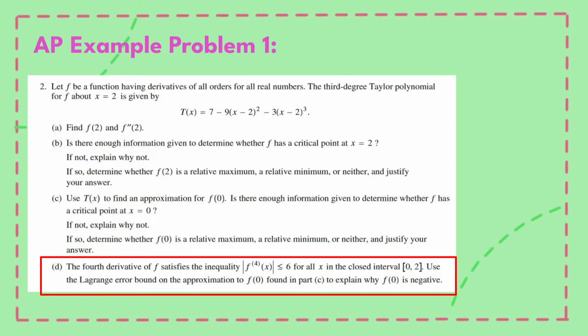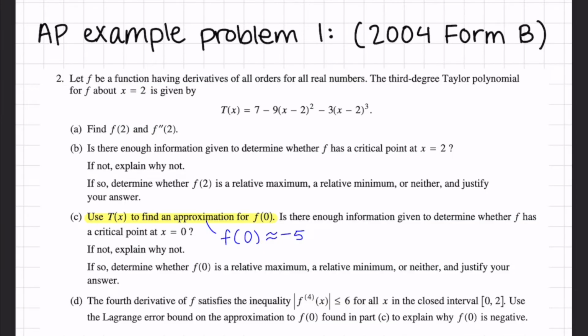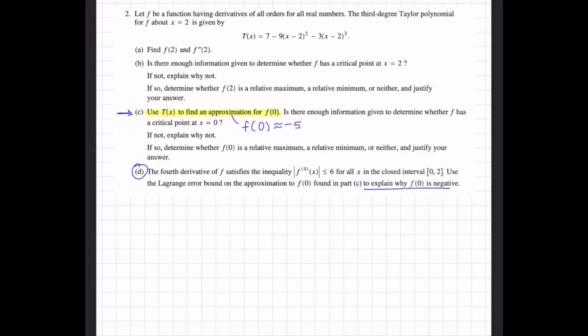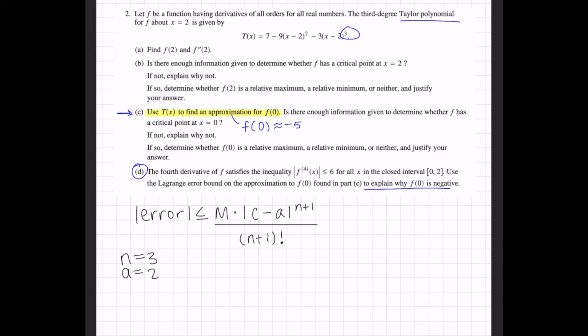So now, let's do an AP FRQ. For this example, we will only be looking at part D. Our end goal is to explain why f of 0 is negative. Right, let's keep that in mind. Some prior information that I'm just going to hand over is that f of 0 was estimated to be about -5 in part C. So, our first step is just to write down the formula. N will be 3 and A will be 2. And C is 0.